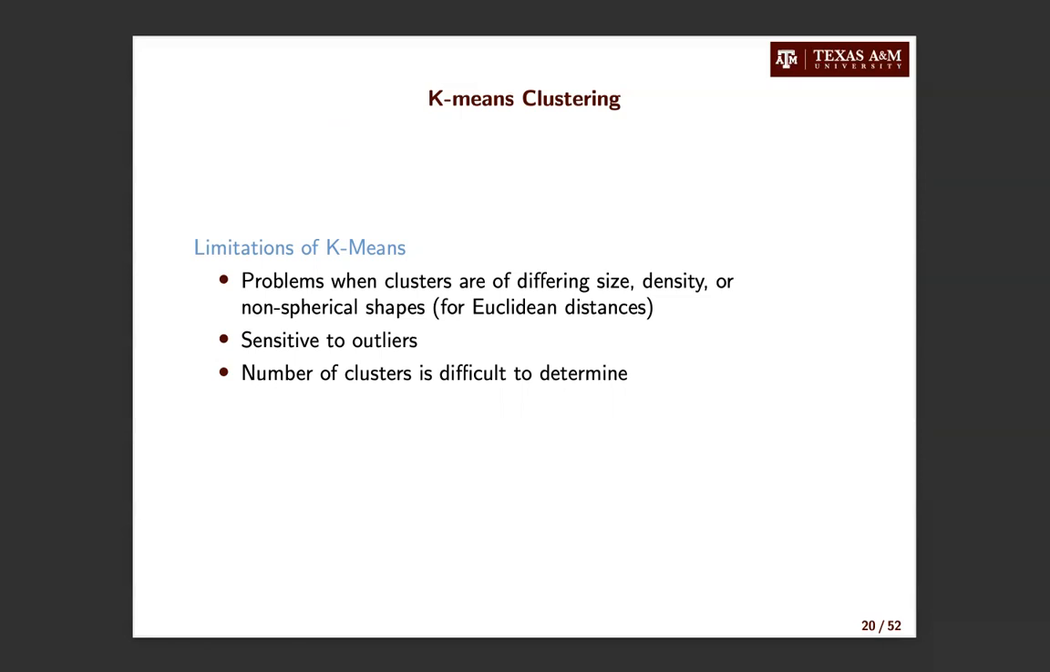So this is the end of the video that describes the K-means algorithm. In the next video, we're going to see what we call a soft generalization of K-means, which is referred to as the Gaussian mixture models algorithm.